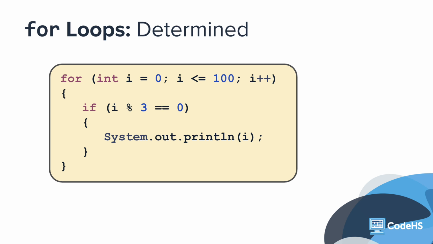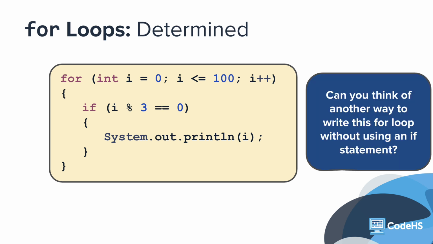This could also be written as a while loop, but would require more lines of code and is more susceptible to turning into an infinite loop. Here's an extra challenge for you. Can you think of another way to write this for loop that doesn't require an if statement?